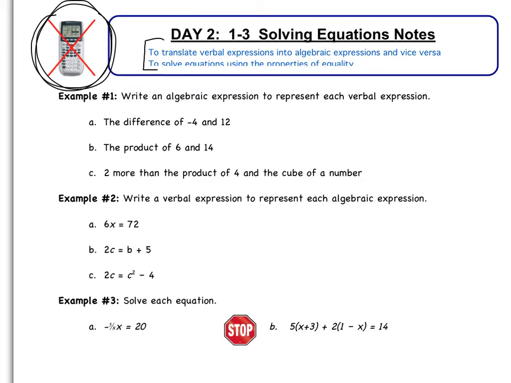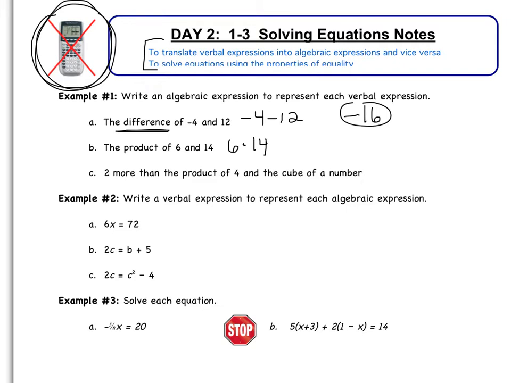Looking at example 1, it says write an algebraic expression to represent each verbal expression. So the difference of -4 and 12. Difference means subtract. So difference of -4 and 12 is going to be -4 subtract 12. That's the algebraic expression. And if I asked you to evaluate that, you would tell me -16. Product of 6 and 14. Product we know means multiply, so this is going to be 6 multiplied by 14.